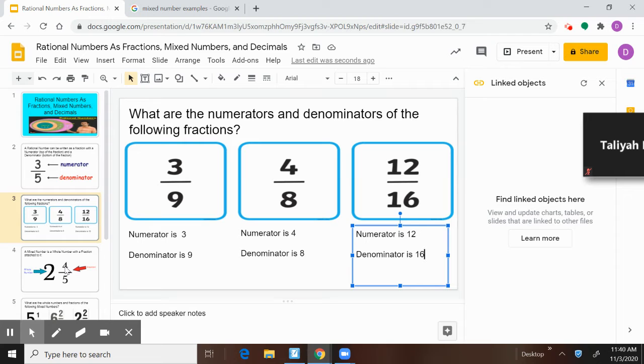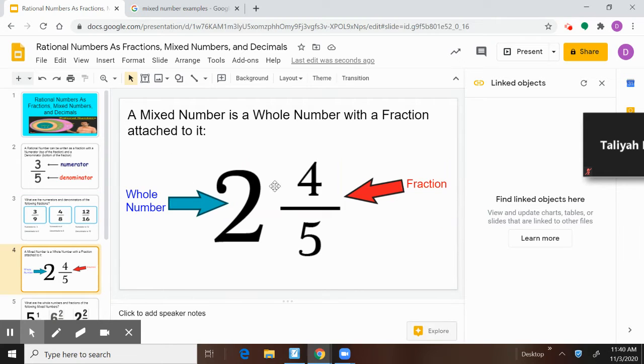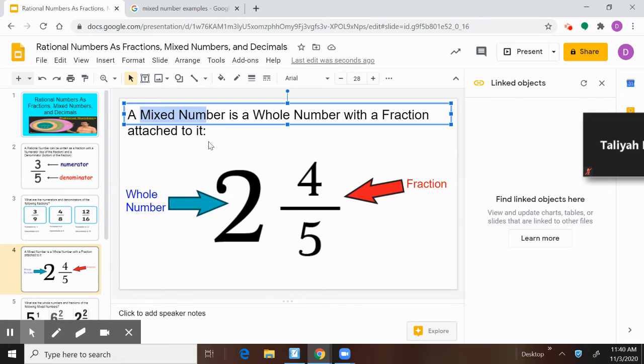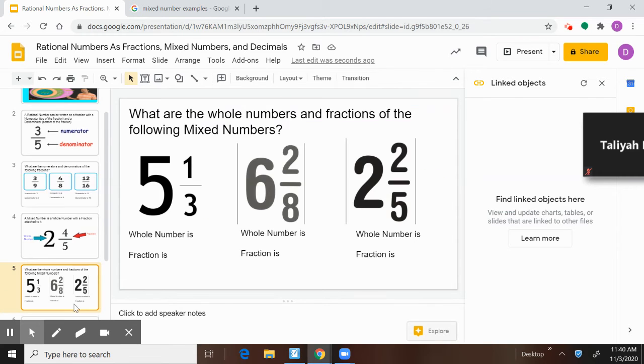Taking a look then at mixed numbers. A mixed number, and we've seen these in class before, is a whole number with a fraction attached. So we have a whole number, which is big old 2, and the fraction, which is 4 over 5. So a whole number with a fraction is what we call a mixed number. And that's just another way of writing a rational number. So let's take a look at these examples.